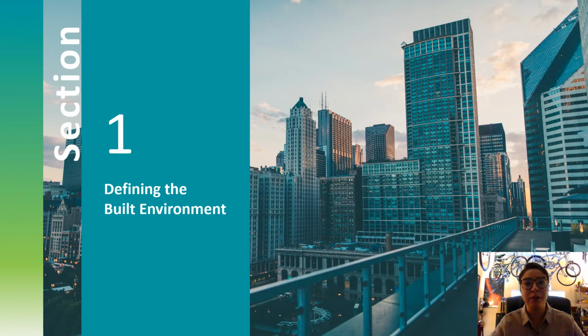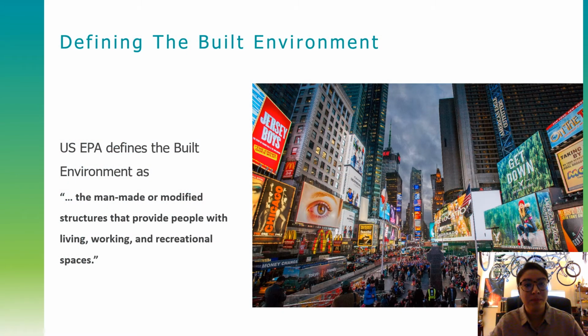So let's start by defining what the built environment is and how it can impact human health. The U.S. Environmental Protection Agency defines a built environment as the man-made or modified structures that provide people with living, working, and recreational spaces. This means the built environment is a major component in everything that affects all parts of our lives. So from the buildings we live and work in to the transportation systems we use to go from place to place, essentially everything we come in contact with on a daily basis can be defined as the built environment.